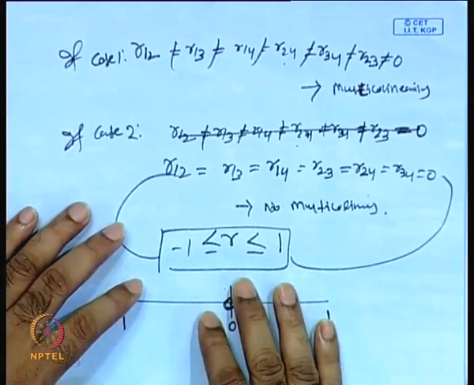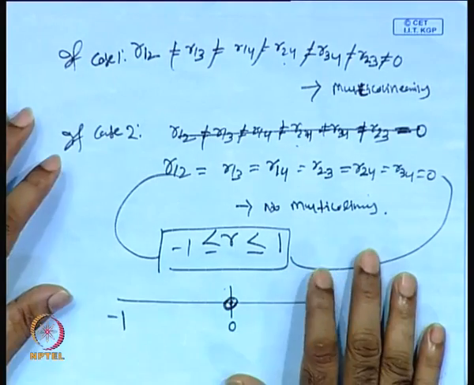So the nature of the relationship is not important for the multicollinearity issue. The degree of association is very important. If the degree is high, then it is a high multicollinearity issue. If the degree is low, it is a low multicollinearity issue. That is what we have to take care of here.